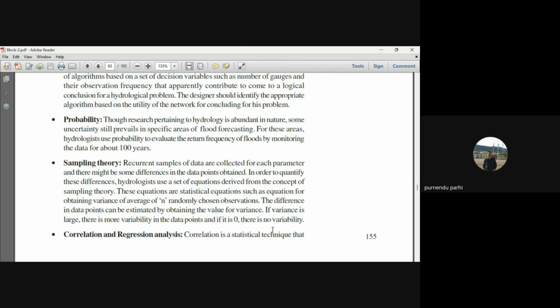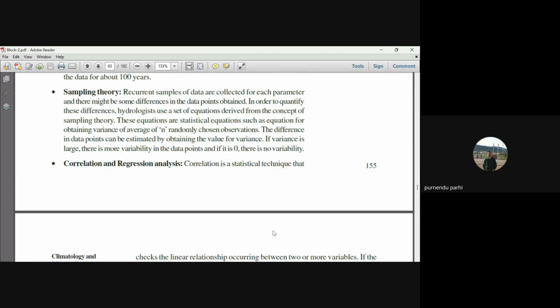Then sampling theory. Different samples of data are collected for each parameter, and there might be some difference in the data points obtained. In order to quantify this difference, hydrologists use a set of equations derived from the concept of sampling theory. Correlation and regression analysis.